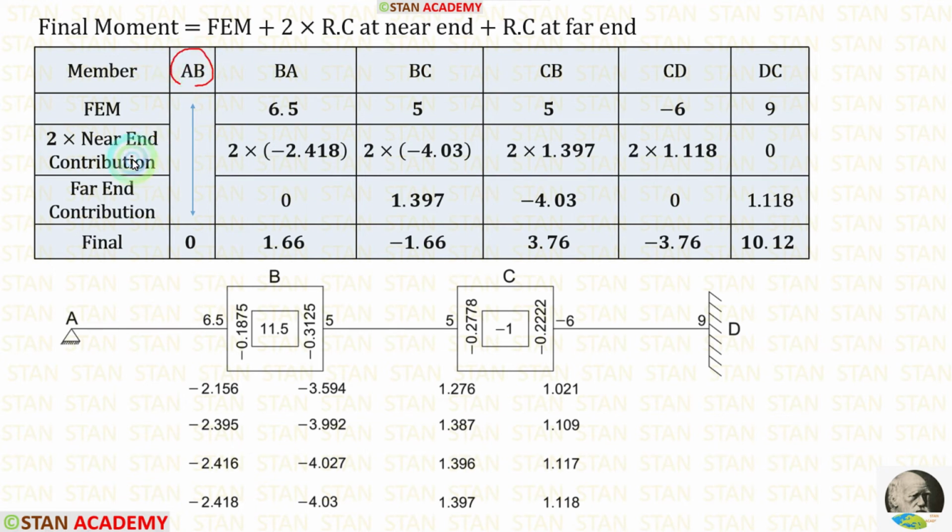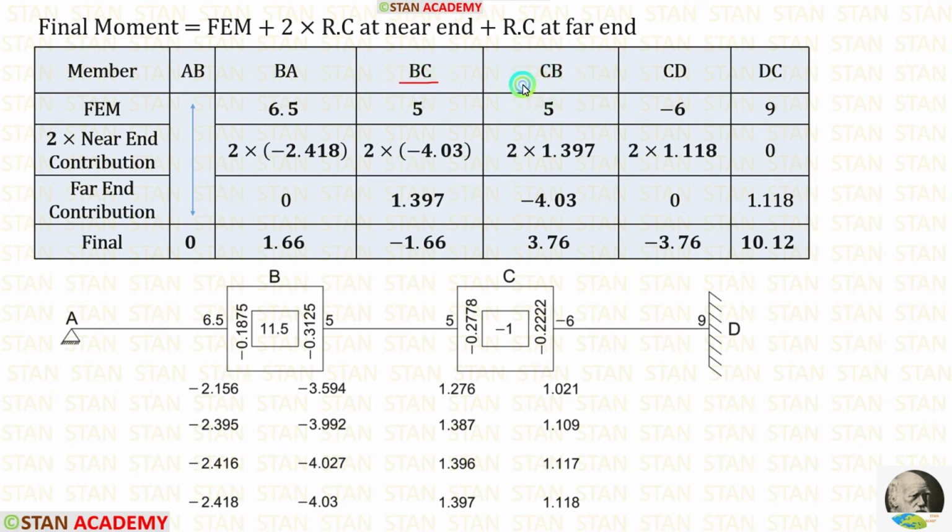For AB, we should not add 2 into near end contribution and far end contribution because we have already released AB and made it 0. For BA, the near end contribution is minus 2.418. So 2 into minus 2.418. For BA, the far end is AB. In AB, the rotation contribution is 0. For BC, the near end contribution is minus 4.03. So 2 into minus 4.03.